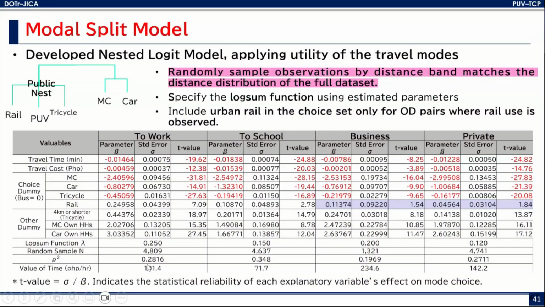From this result, you can see the model parameters and the accuracy of the models, and the value of time, meaning the parameter of travel time per travel cost. It shows how much one hour is worth for commuting trip users, school trip users, business trip users, and private trip makers.